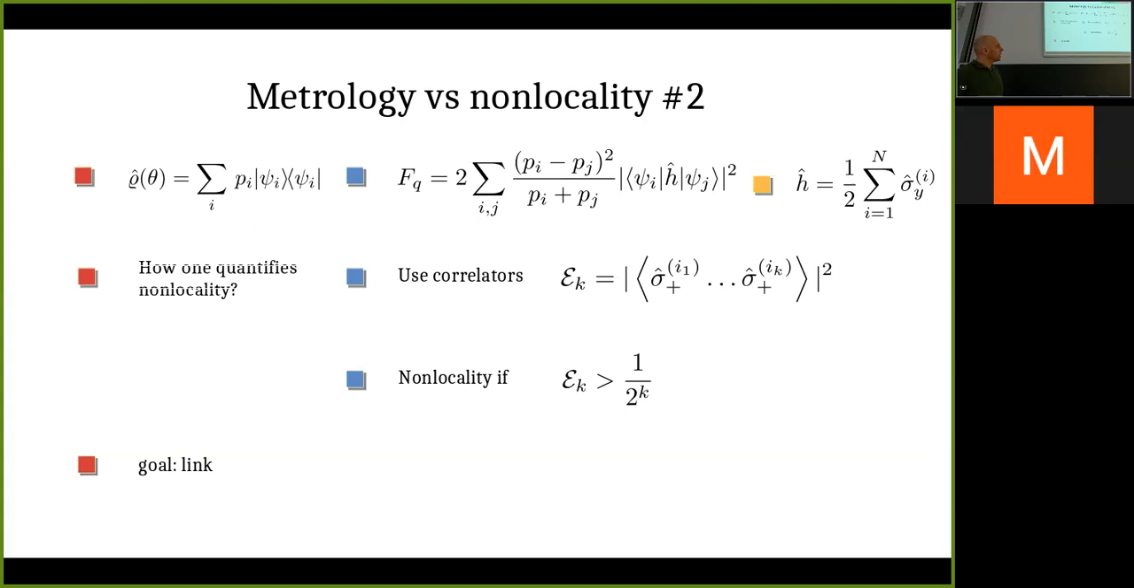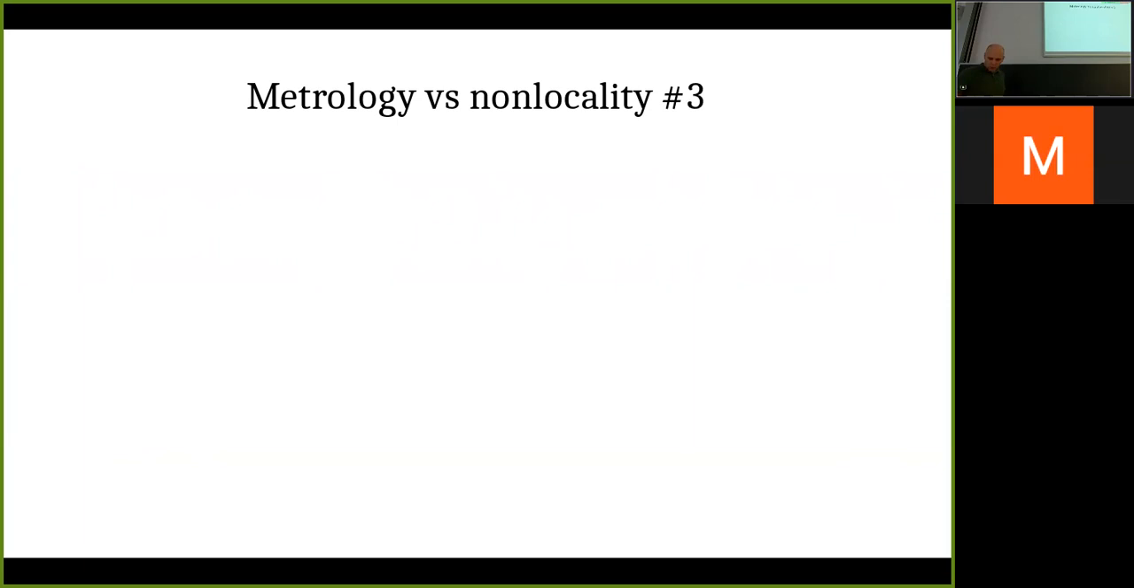The goal now would be to somehow link these values, for any k, with FQ. And if I link it with FQ, I link it with sensitivity. And the approach is the following.